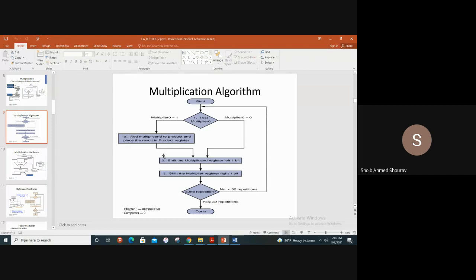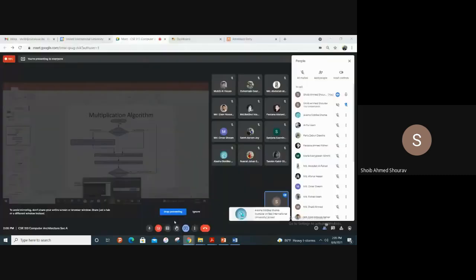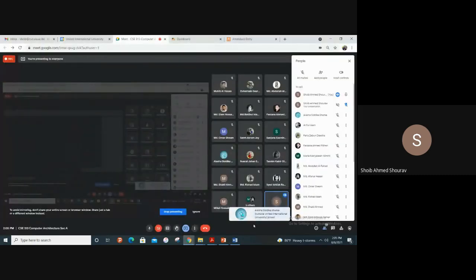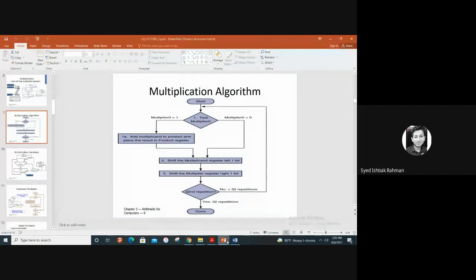You know about these two things, that we can improve an algorithm using space or time complexity. Remember about these two things? Yes, sir. Okay. So in here, they have improved the space complexity.